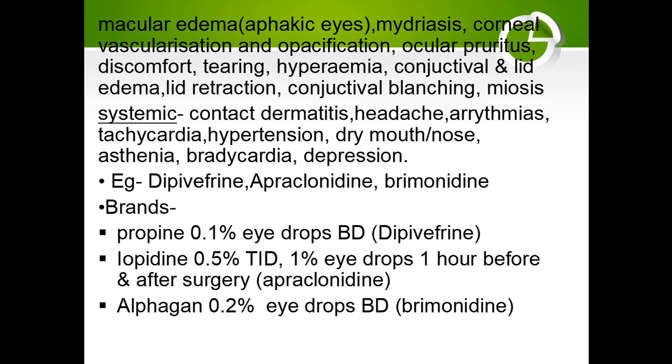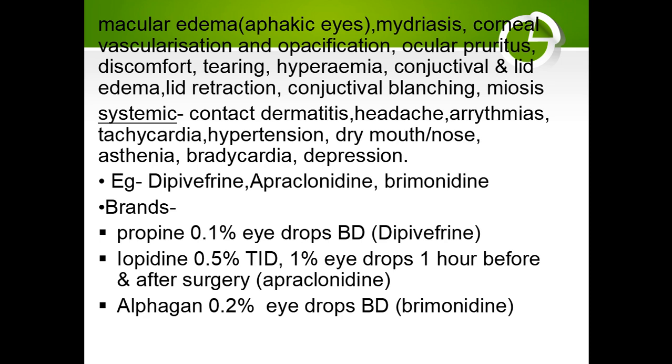So corneal vascularization is nothing but formation of new blood capillaries inside the cornea. So this leads to opacification of the cornea. So the cornea appears opaque. Ocular pruritus, discomfort, tearing, hyperemia, conjunctival and lid edema, lid retraction, conjunctival blanching. Blanching is nothing but appearing pale in color. Miosis. Miosis is constriction of the pupil.